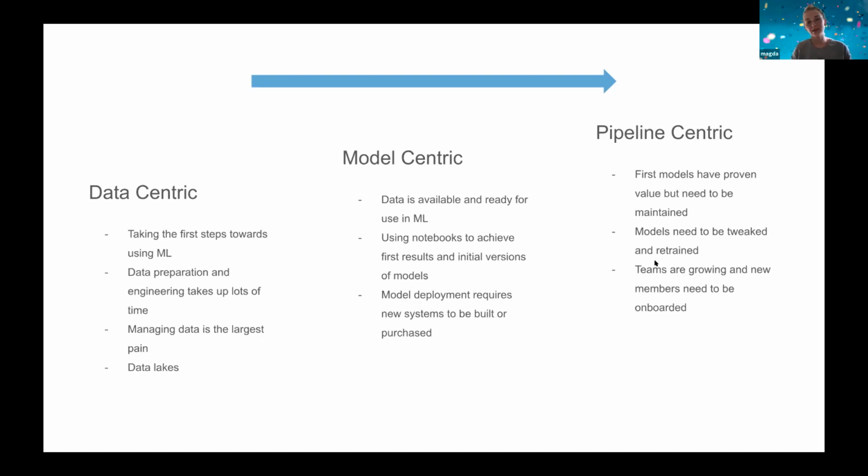And then when we move still further ahead, we can see the pipeline-centric teams, where you already have production ML and models out there that are proven valuable, but they need to be maintained. At this phase, the teams are looking for tools to help them with this maintenance. For example, retraining and model tweaking, as well as the ease of onboarding new team members, become central questions at this step. And that's when solutions such as Valohai come in, where we offer the whole pipeline as a product.